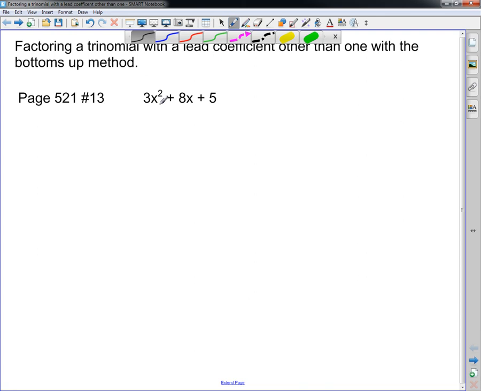Okay, the bottoms up method asks you to check for GCF first. 3, 8, and 5, no GCF there. So I'm just going to write no GCF as a reminder that I checked. If you forget to check and there was a GCF, this process will not work correctly. So you always want to take the GCF out first.